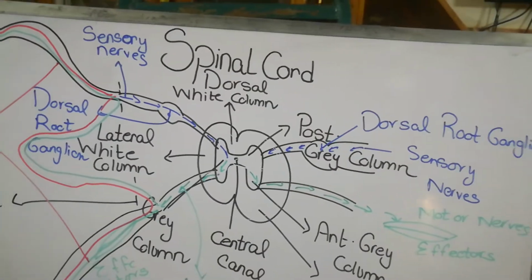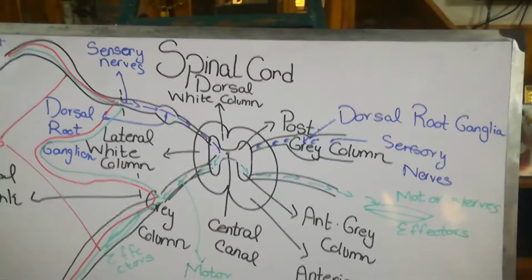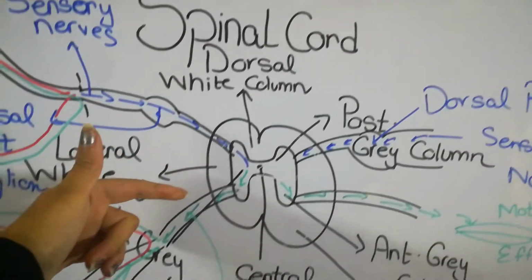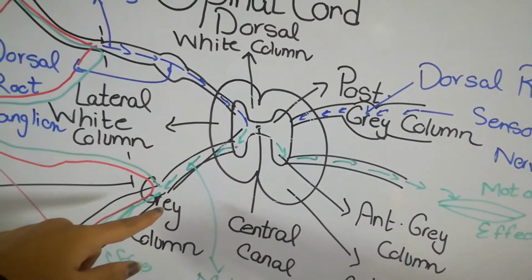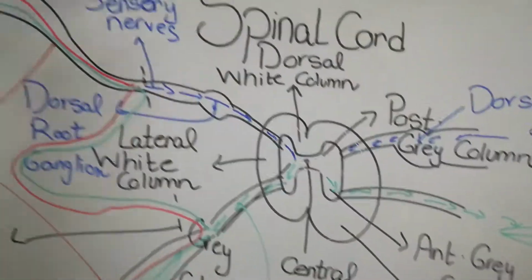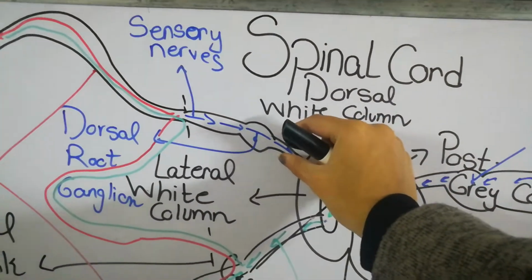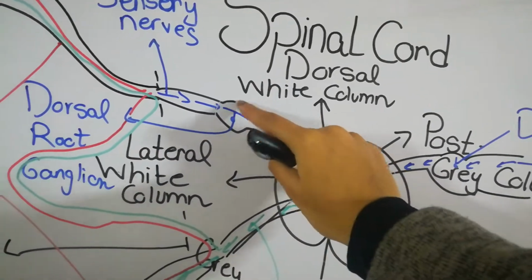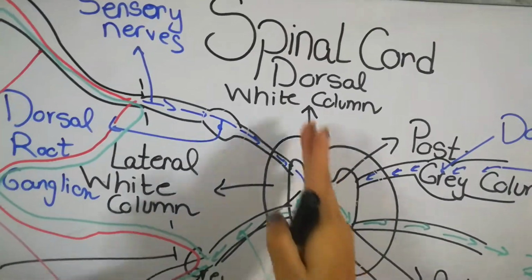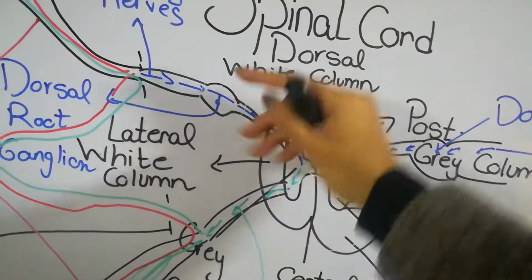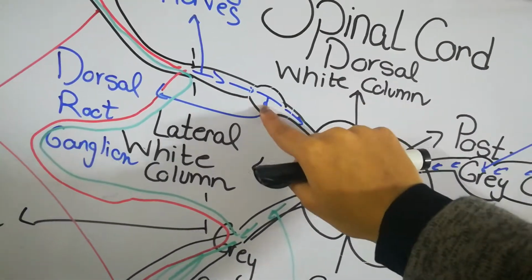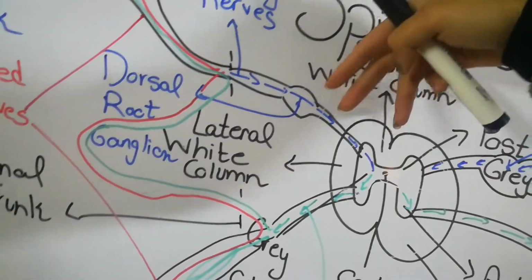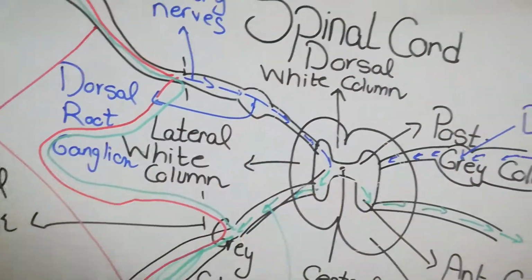Then we studied that there are certain roots of the spinal cord. These are your posterior roots and these are your anterior roots. And on the posterior root there is a swelling called the posterior root ganglia, because in this swelling there is a collection of cell bodies which are present outside the spinal cord. So whenever there is a collection of cell bodies present outside your spinal cord or outside the brain, those are called ganglia.